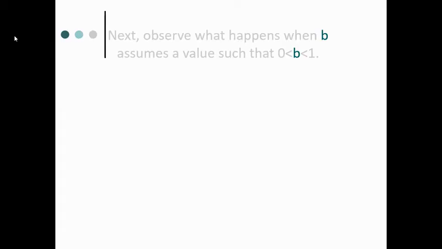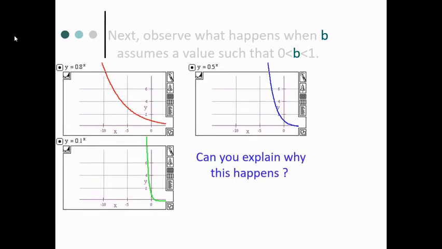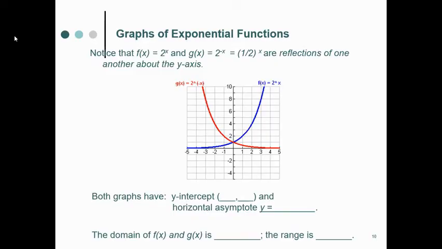Okay, so we're going to look at some more examples. The first example is y equal to a base of 0.8. The next example is y equal to the base of 0.5, which is 1/2. And then our third example is y equal to the base of 0.1. The closer the number is to 0, the steeper the curve. Notice you still have a y-intercept of 1.